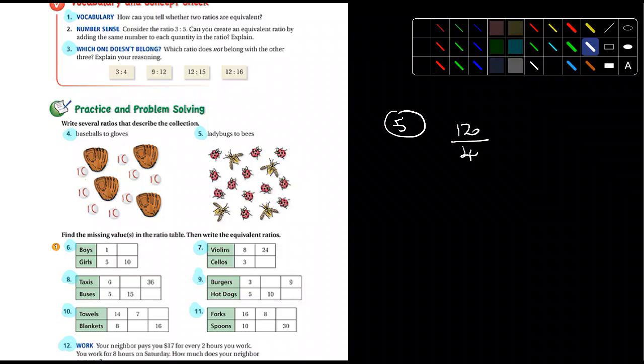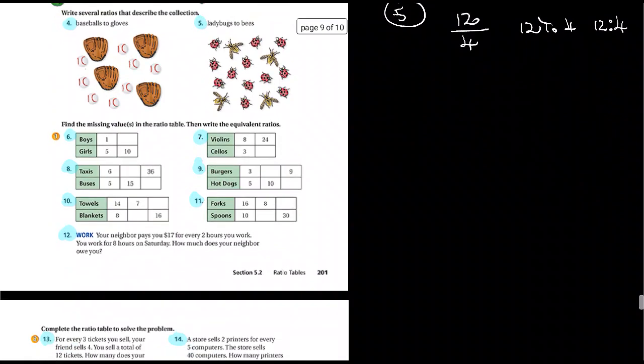Yeah, 12 to 4, or 12 colon 4, and what's that symbol called? A colon, yeah. 12 to 4. Those all mean the same thing. So when they say write several ratios that describe the collection, I think that's what they're asking for, and that's kind of what I'm looking for. So just do those 3 ways, and I'll be happy with that. Okay. Let's see, what else here? Find the missing values in the ratio table. You guys should be able to do that.